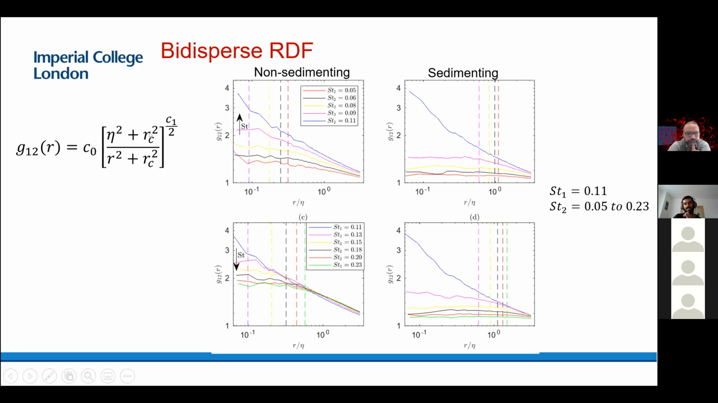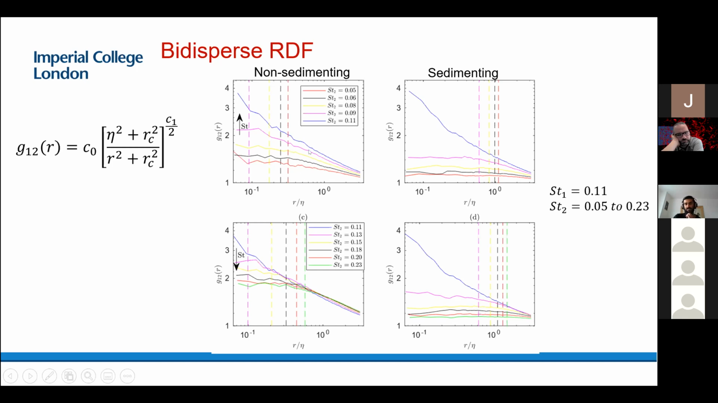Here there's an additional term called RC. What we see for bidispersed RDFs is that there is a power law relation at much larger scales, and it transitions into a plateau. The scale at which this plateau happens is this term RC, shown here by the dotted lines. And the effect of gravity is that this transition, where the power law changes to a plateau, happens at much larger scales.